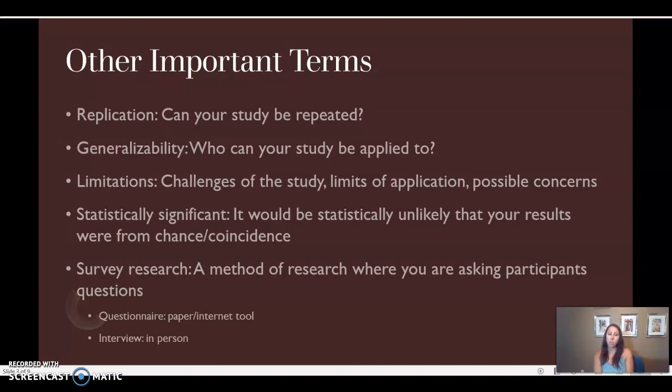An interview is an in-person method of survey research. We're sitting down and we're talking and I'm gathering information from you. So don't call the piece of paper the survey. The piece of paper is the questionnaire. It's just a personal thing.